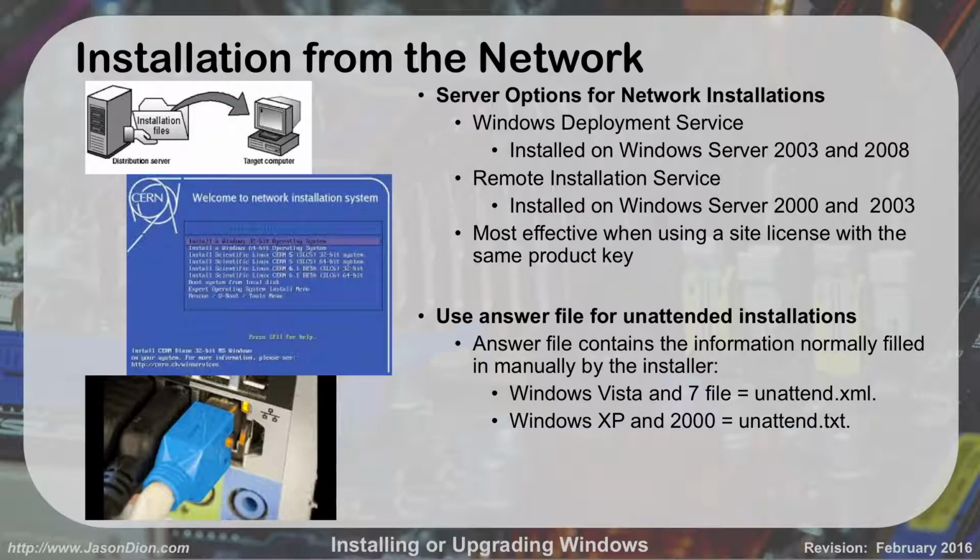The second way we can install things, we said, was installing from our network. And to do this, you're going to have a distribution server, which will either be a Windows 2003 or 2008 Windows deployment service, or in the older days we called it remote installation service on Windows 2000 and 2003. It's very effective when you have a site license. So if you have one key that works for all the computers, because that's how you license it with Microsoft, this is very effective. If you have different keys for every computer, you're better off doing the individual installation that we just talked about.